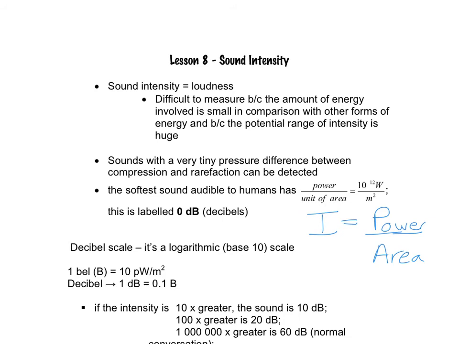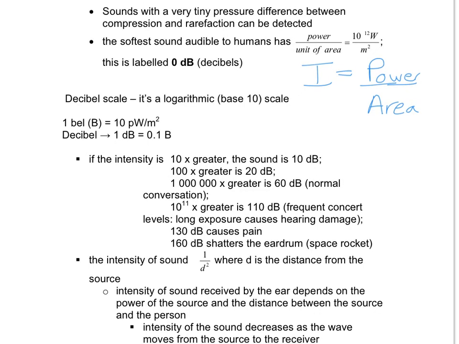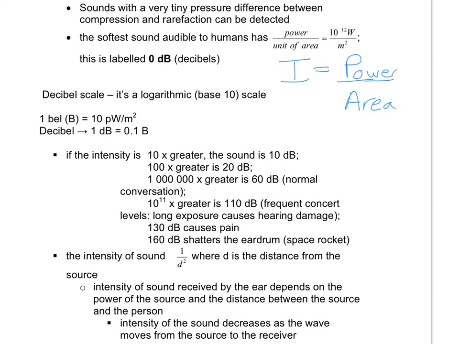The softest sound would be 0 decibels. The unit for intensity is measured in decibels, and that is named after our favorite telephone guy in Canada, Alexander Graham Bell. Ooh, cool, eh? The decibel scale is actually a logarithmic scale. So it's a base 10, kind of like the pH scale is logarithmic, right? So it's a base 10 scale.